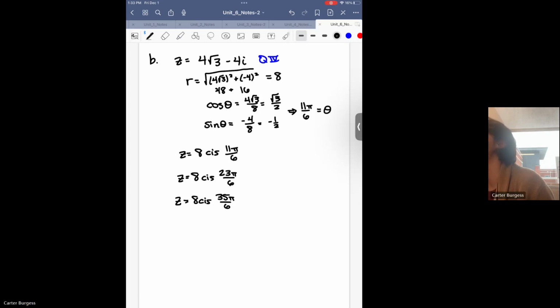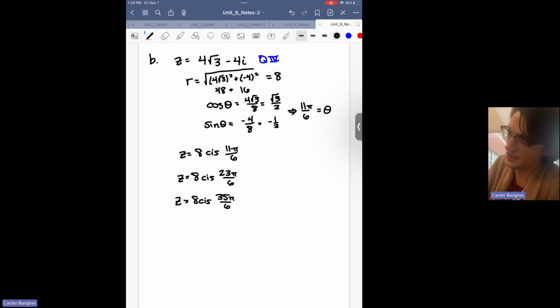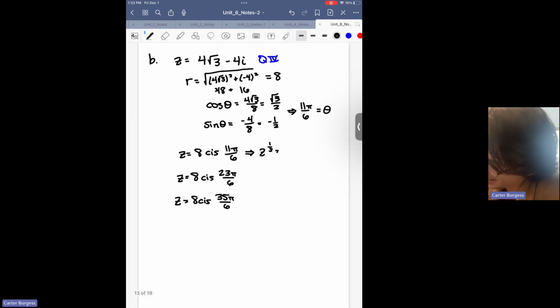All right, cool. If we're taking the cube root, what power is this going to be? To the 1/3. So z to the 1/3 equals 8 to the 1/3 times cis of 1/3 times 11 pi over 6, as well as with all of these others.